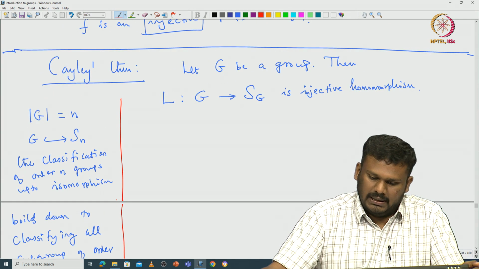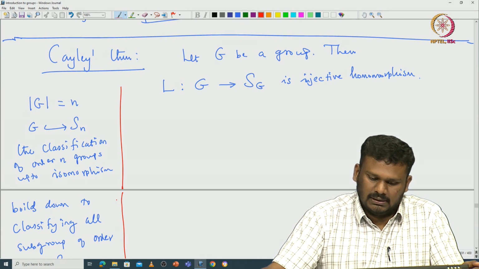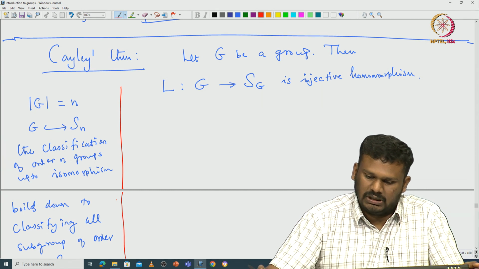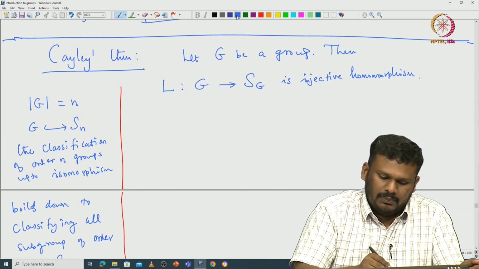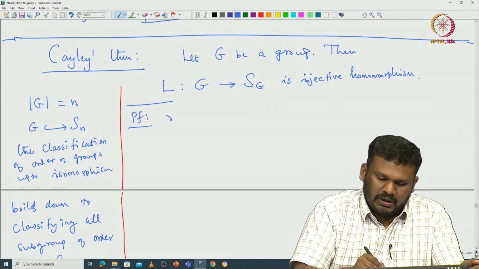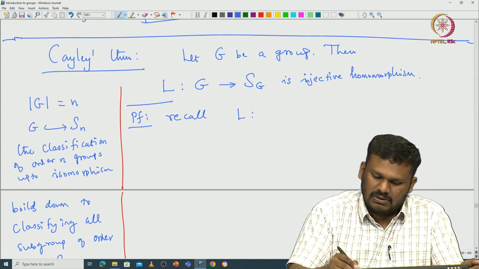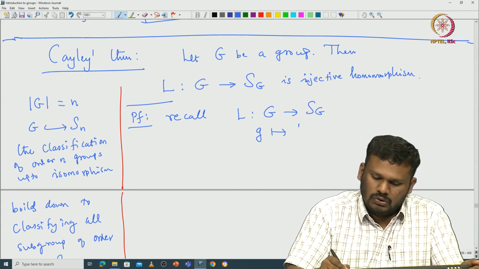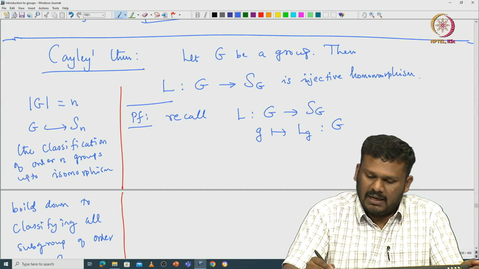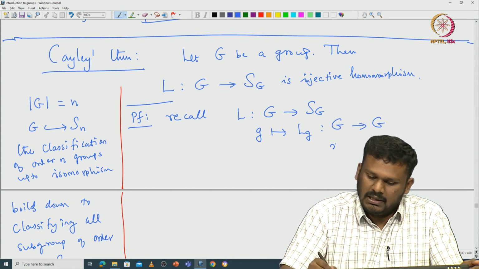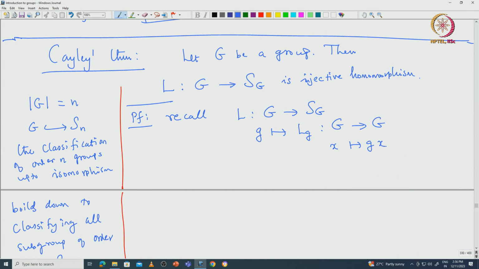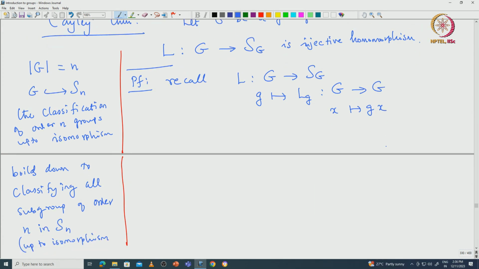Let us try to prove that this map capital L is an injective homomorphism. Here is the proof. Recall that L is a map from G to S_G given by g goes to L_g, where L_g is a map from G to G given by x goes to gx. So it is basically left multiplication. We already verified that this is indeed a group homomorphism.